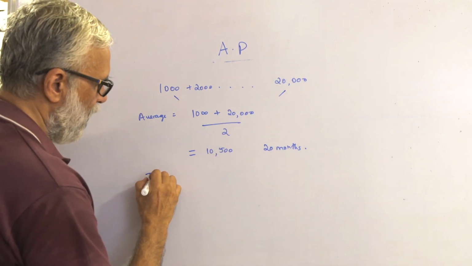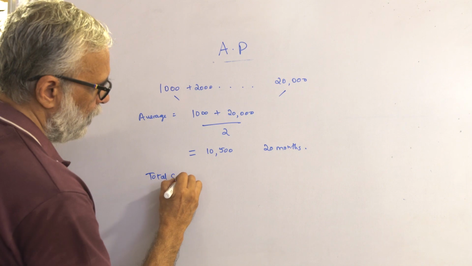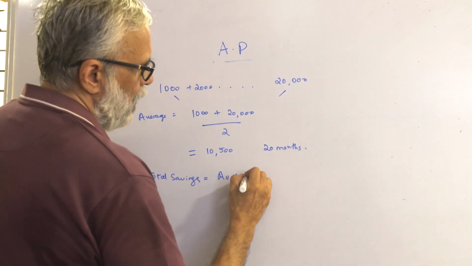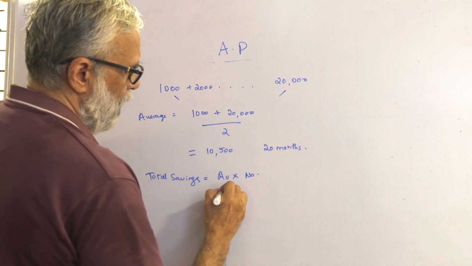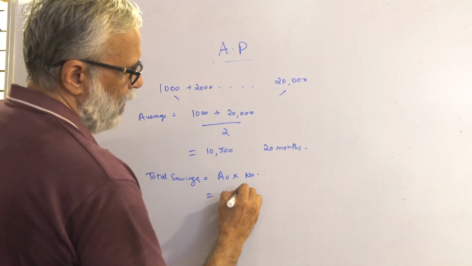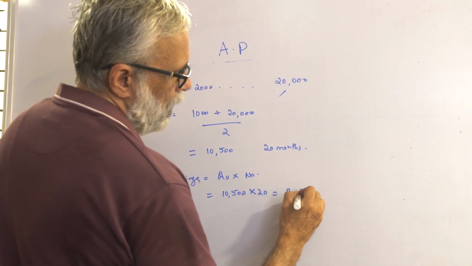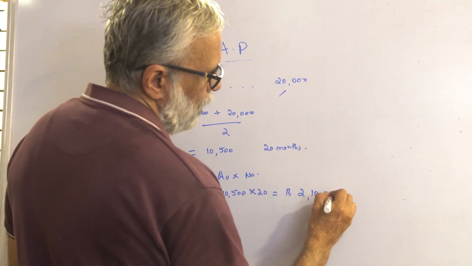So his total savings is equal to average into number of months. In this case, it is 10,500 into 20, which is equal to rupees 2,10,000.